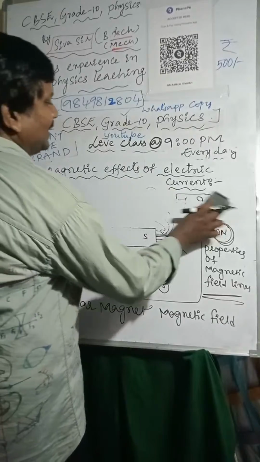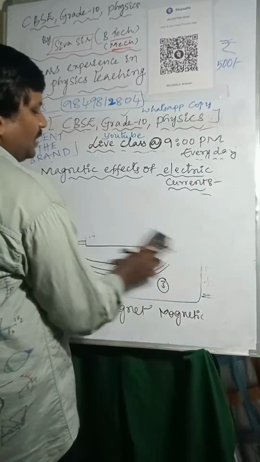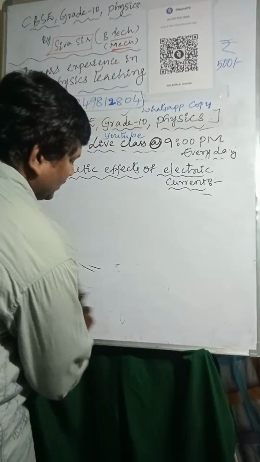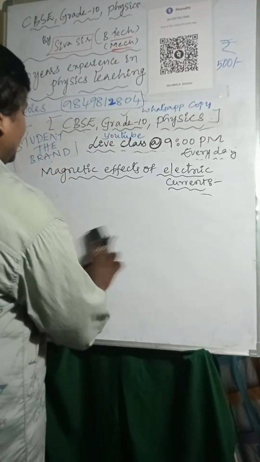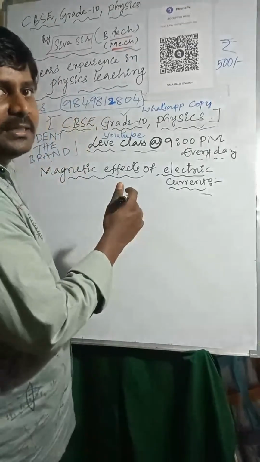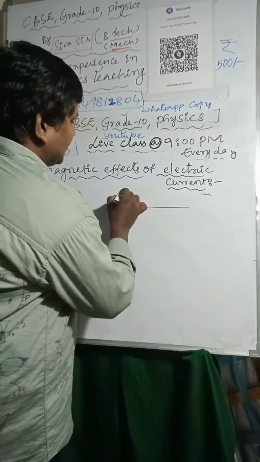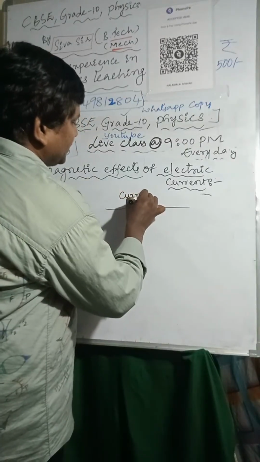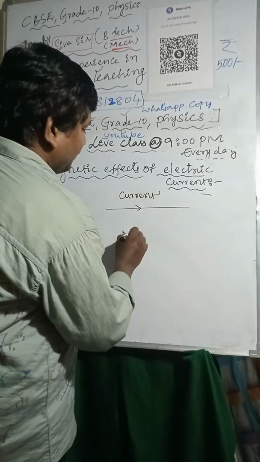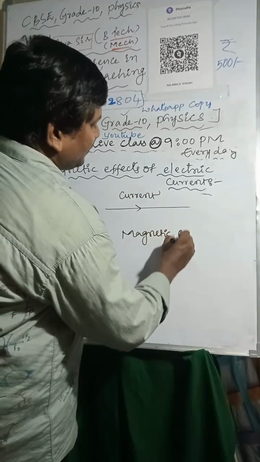So I'm considering here the right hand thumb rule. If the current is passing through the conductor, and if you have any doubts, you can ask, you can comment. Okay, so I'm taking a straight conductor, current is passing in this direction. How can we identify the magnetic field direction? Anyone knows?